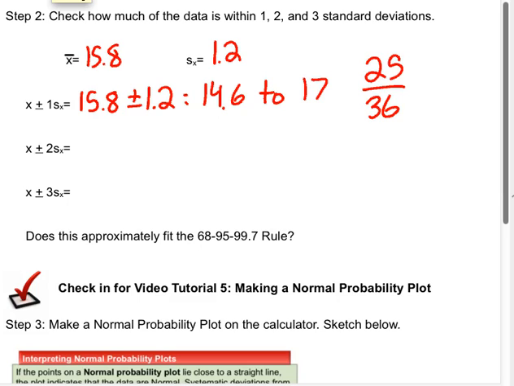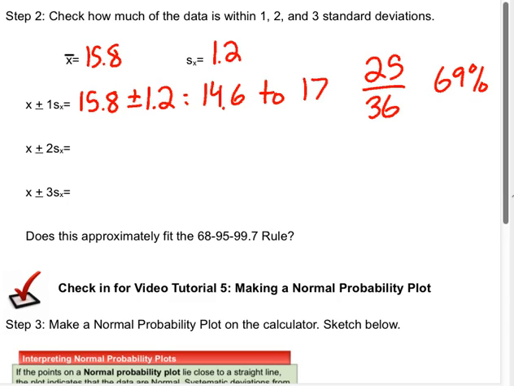So 25 out of 36, that is roughly 69% of our data. And you know, that is really close to the 68% that we were looking for. So I'd say that is a pretty good match so far.